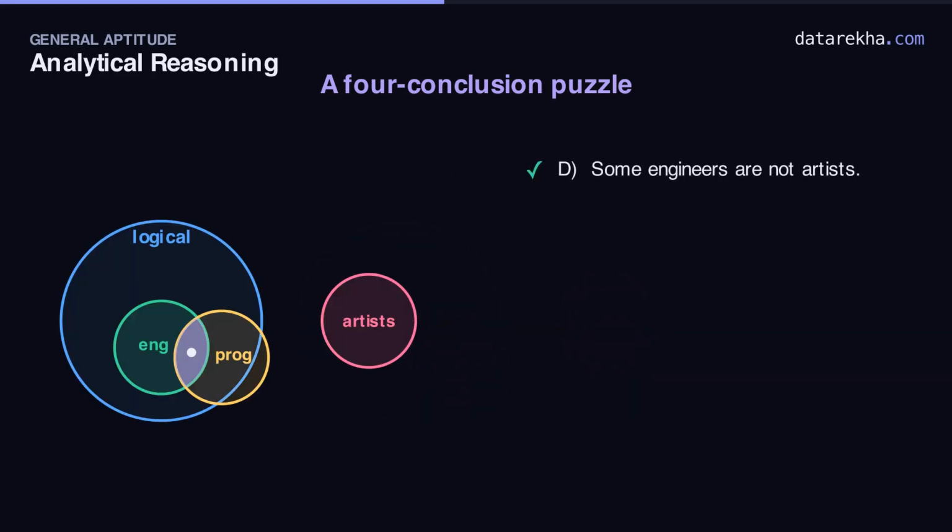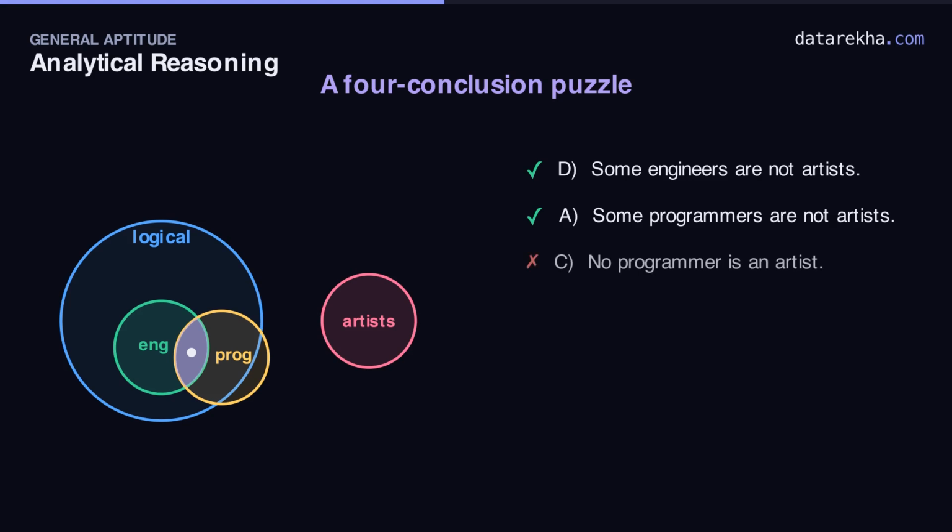Conclusion D. Some engineers are not artists. Engineers hide inside logical. Artists are banished from it. So no engineer is an artist. And there's at least one engineer in the lens. Forced. Conclusion A. Some programmers are not artists. The programmers in the lens are engineers, and no engineer is an artist. So at least one programmer isn't an artist. Also forced.